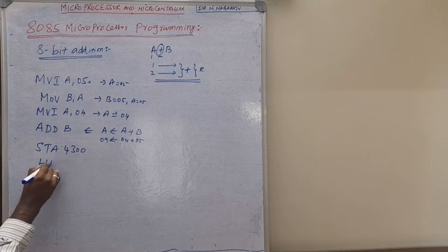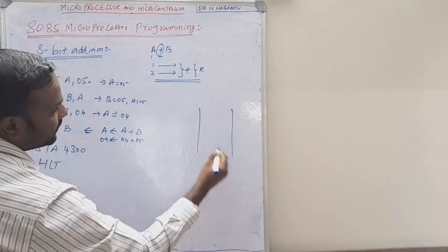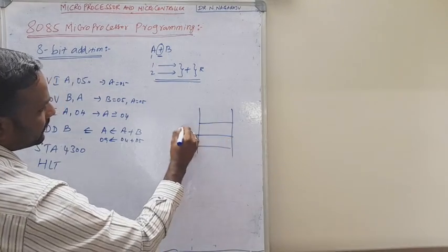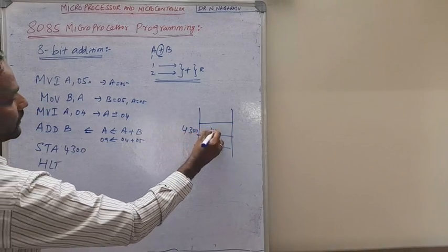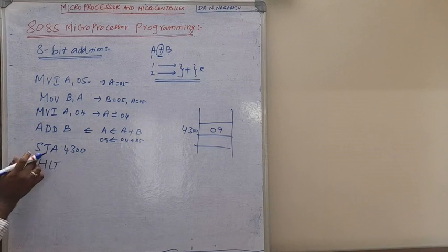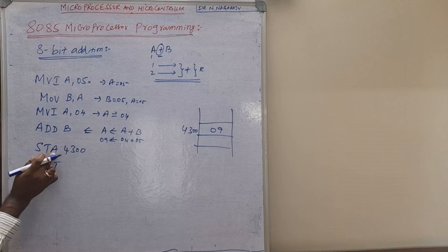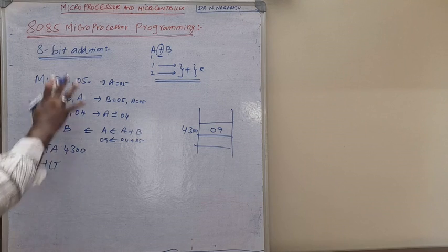Then HLT. Here 4300 indicates some memory. This is the memory device, for example the 4300 memory slot. In that memory slot, the output 09 is written. STA indicates store the accumulator content to 4300.